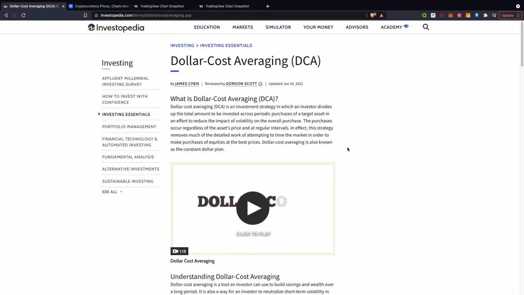So what is dollar cost averaging? I have jumped onto Investopedia, where it highlights what it is. Dollar cost averaging, DCA, is an investment strategy in which an investor divides up the total amount to be invested across periodic purchases of a target asset in an effort to reduce the impact of volatility on the overall purchase. The purchases occur regardless of the asset's price and at regular intervals. In effect, this strategy removes much of the detailed work of attempting to time the market in order to make purchases of equities at the best prices. Dollar cost averaging is also known as a constant dollar plan.